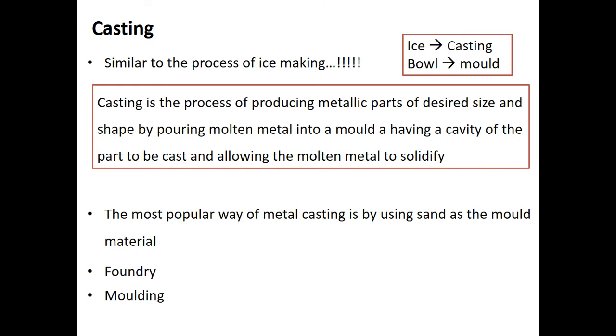So how can we define casting? Casting is the process of producing metallic parts of desired shape and size by pouring molten metal into a mold having a cavity of the part to be cast and allowing the molten metal to solidify.